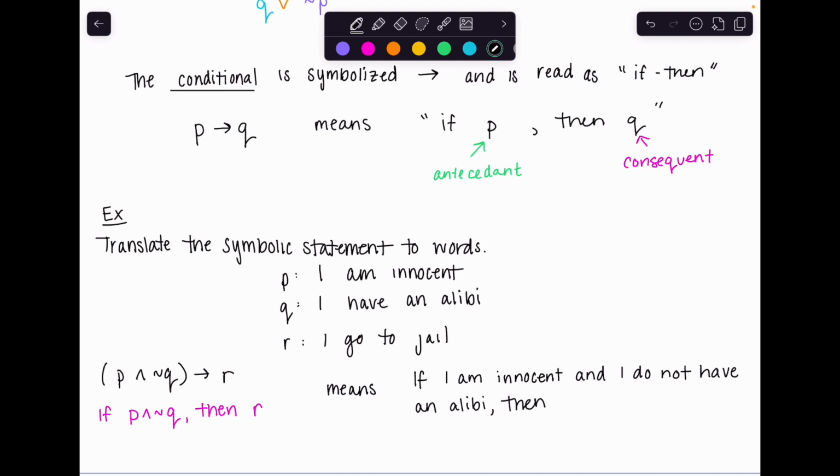Then my consequent occurs, which is the statement R. So then I go to jail. So again, just to color code things, if P and not Q occur, then R occurs. Okay?